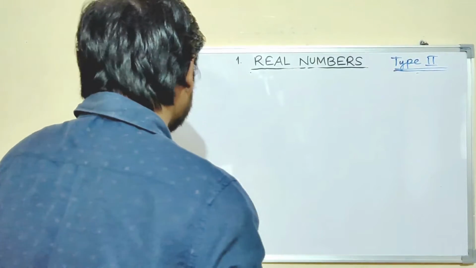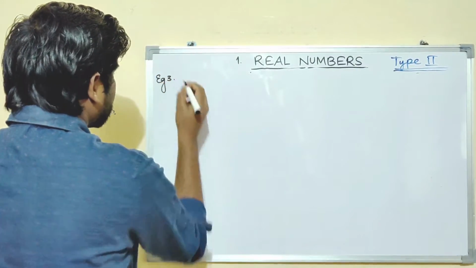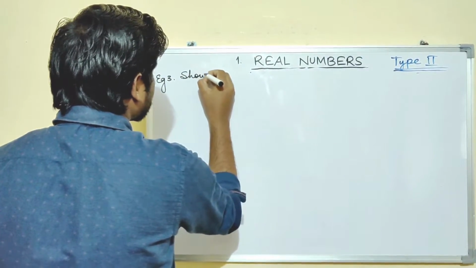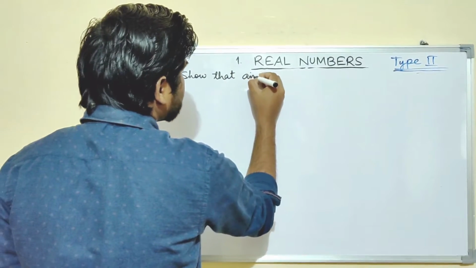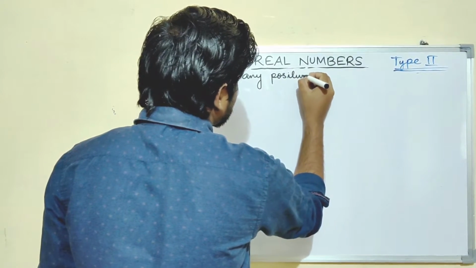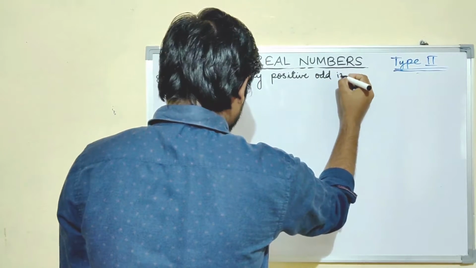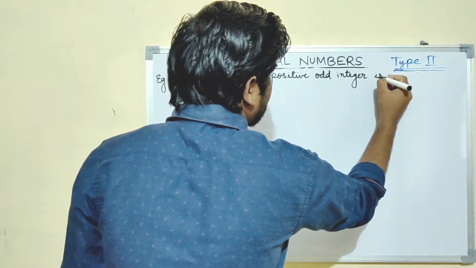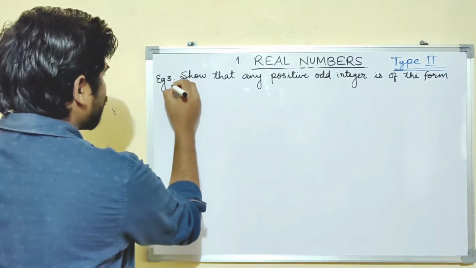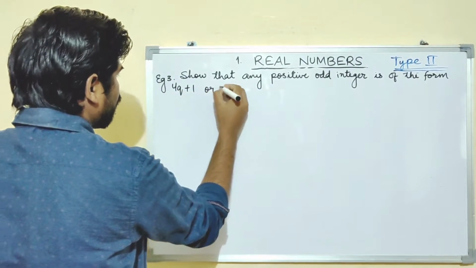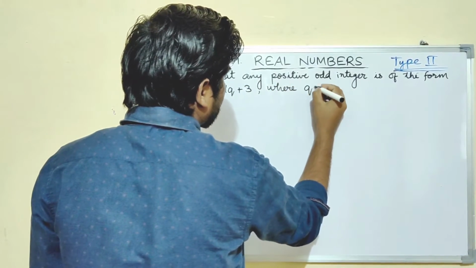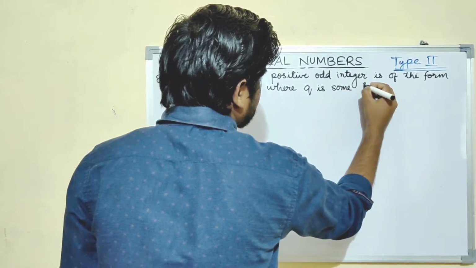Question example 3 says, show that any positive odd integer is of the form 4q plus 1 or 4q plus 3, where q is some integer. You can see it from your book also.